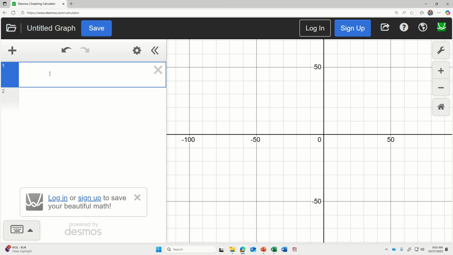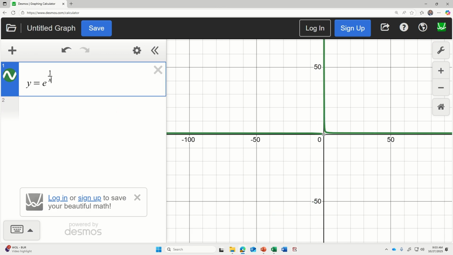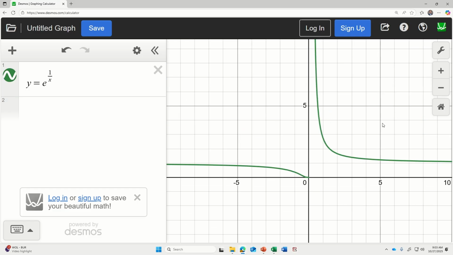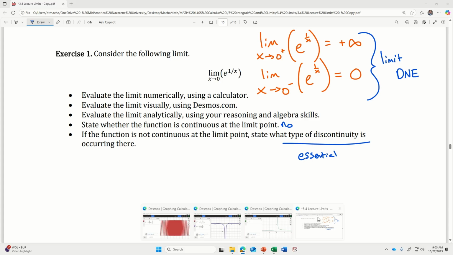And again, always, when you're doing your homework, always graph everything on Desmos. It will make you smarter to graph things on Desmos. You can understand what the picture looks like. Remember this e to the 1 over x function. Okay.